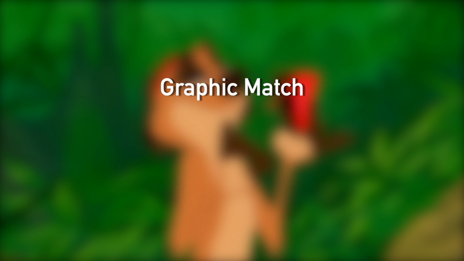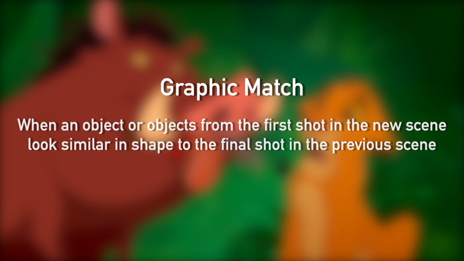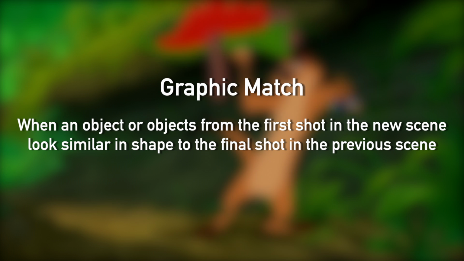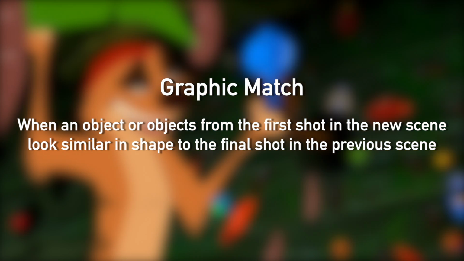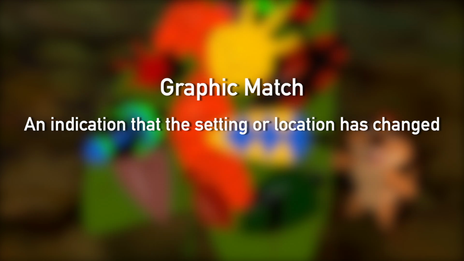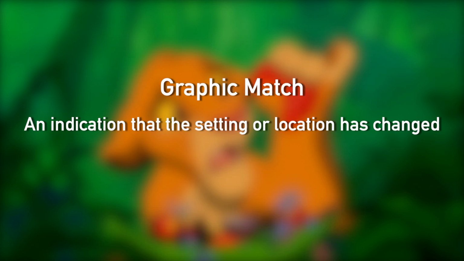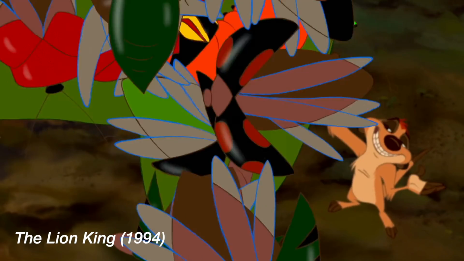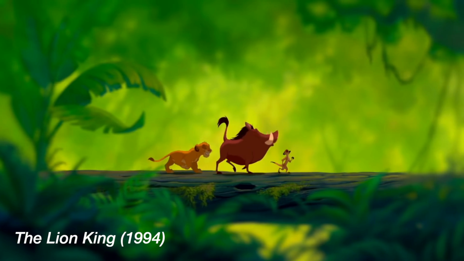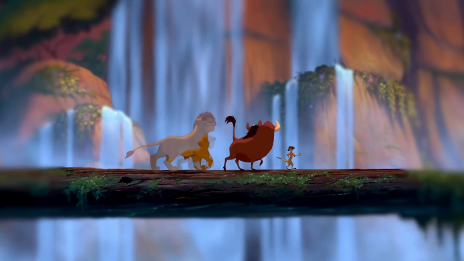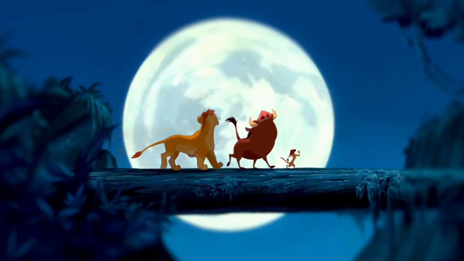Moving on, we have the graphic match. A graphic match is used as a transition effect between scenes when an object or objects from the first shot in the new scene look similar in shape to the final shot in the previous scene. A graphic match transition is usually a good indicator that the setting or location has changed. This moment from The Lion King shows our three characters change locations and shows the passage of time while keeping everything in the frame roughly the same shape.